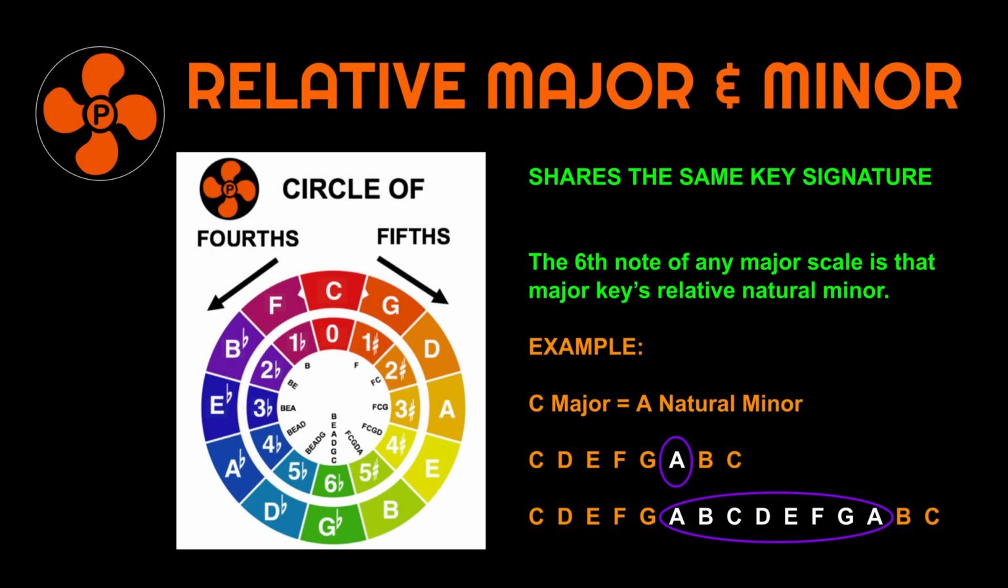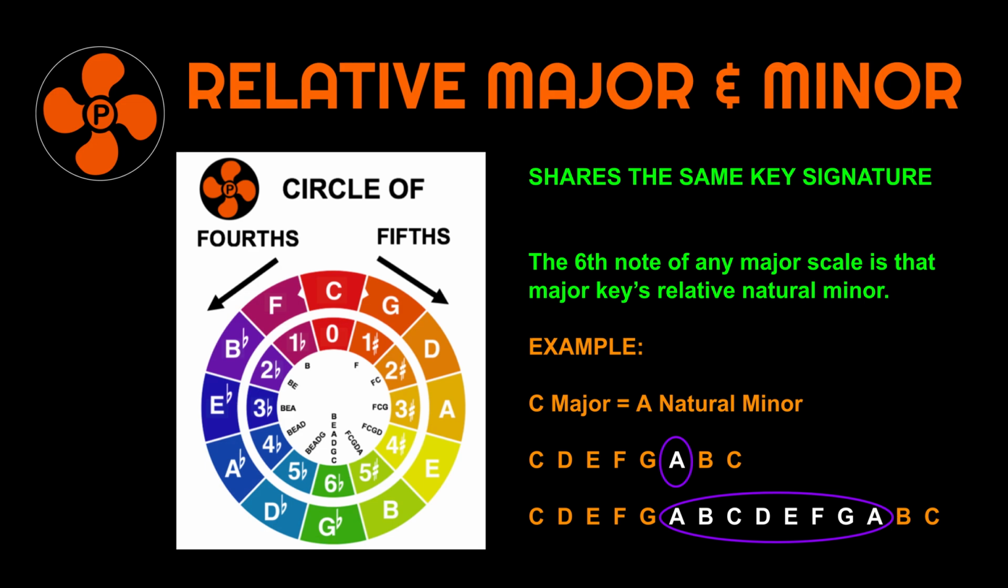Now, the process we just went through is called parallel major and minor. Parallel means they're both the same starting note. So what we did was we took a C major scale and turned it into C minor scales by altering some of the notes based on a formula for each scale.